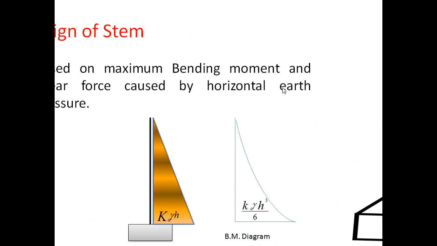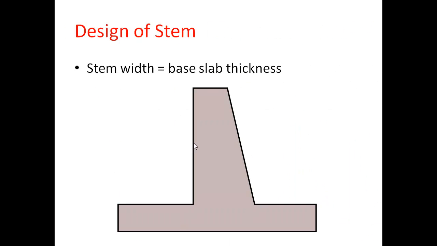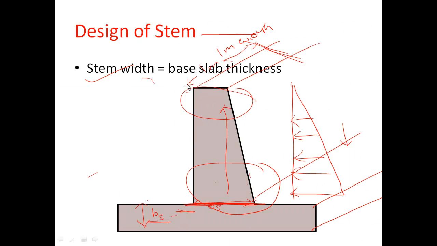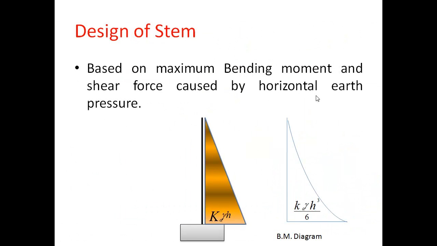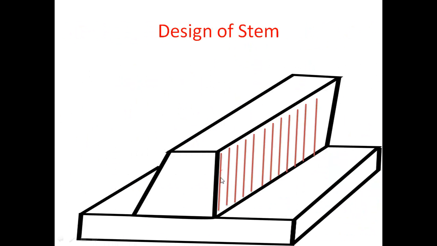Due to the load, the stem will bend like this. So tension will develop in this region. So we are going to give tension reinforcement in the vertical direction on the inner face. This is the main reinforcement. So how will we calculate the main reinforcement?